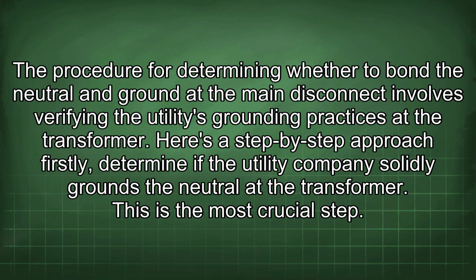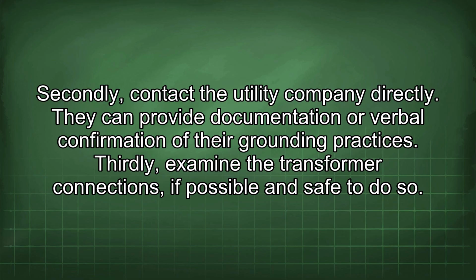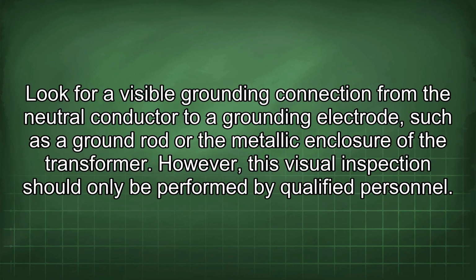The procedure for determining whether to bond the neutral and ground at the main disconnect involves verifying the utility's grounding practices at the transformer. Here's a step-by-step approach. Firstly, determine if the utility company solidly grounds the neutral at the transformer. This is the most crucial step. Secondly, contact the utility company directly. They can provide documentation or verbal confirmation of their grounding practices. Thirdly, examine the transformer connections, if possible and safe to do so. Look for a visible grounding connection from the neutral conductor to a grounding electrode, such as a ground rod or the metallic enclosure of the transformer. However, this visual inspection should only be performed by qualified personnel.